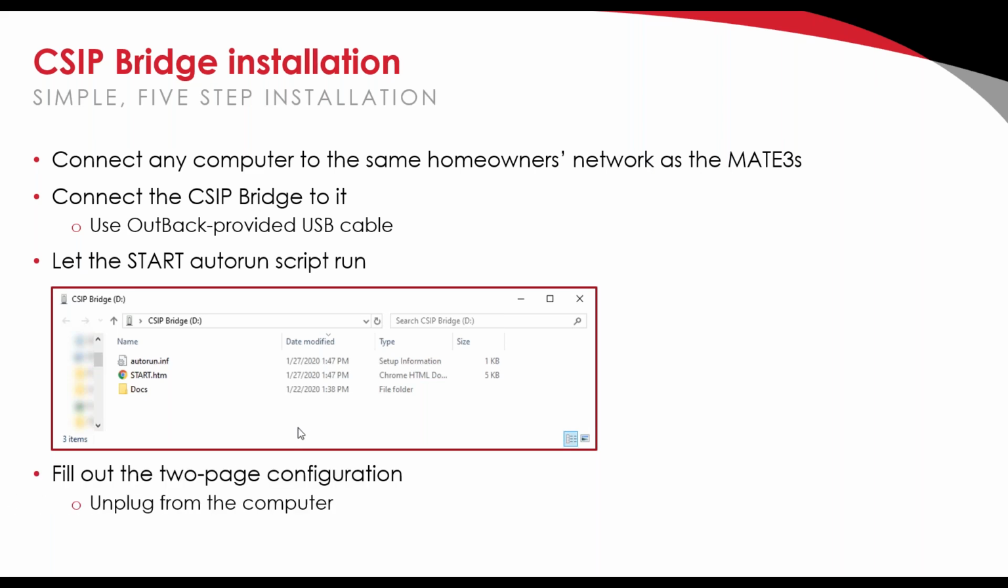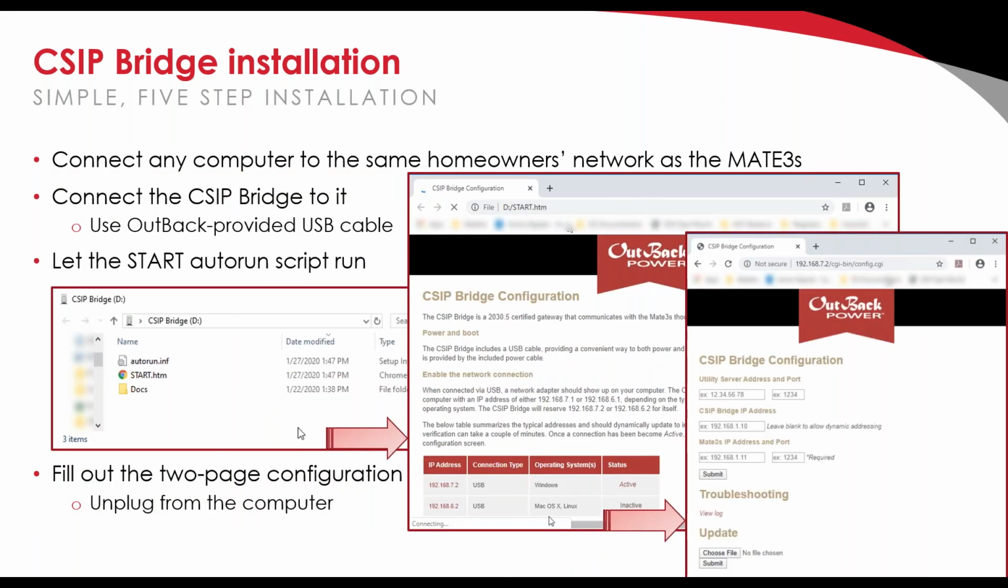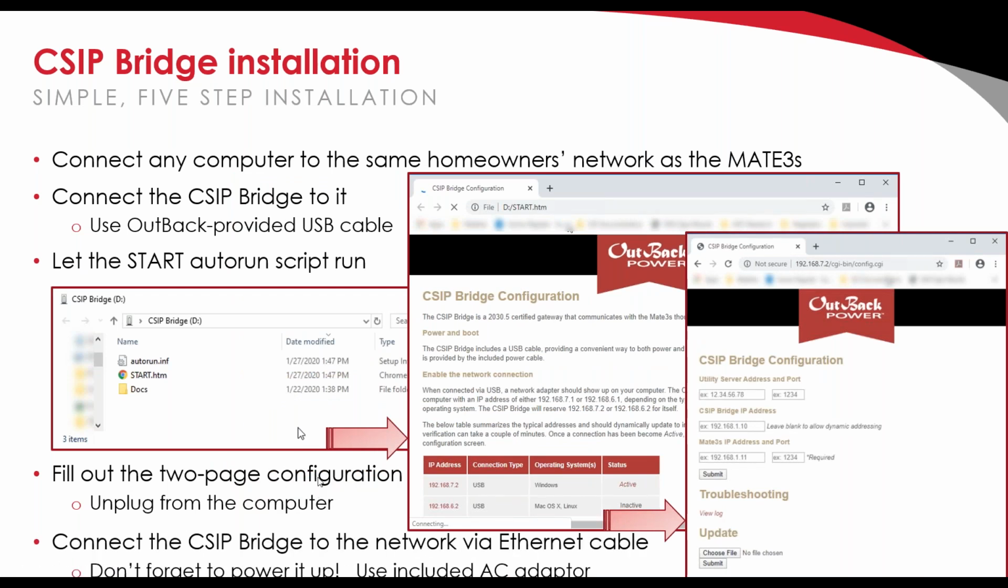That brings up a 2-page configuration. So you just click the buttons, type in the information here, and then unplug the CSIP Bridge from the computer. And then finally connect it into the network via the provided Ethernet cable, and don't forget to power it on. We include our own handy AC adapter for that.